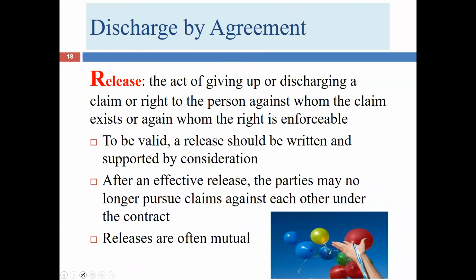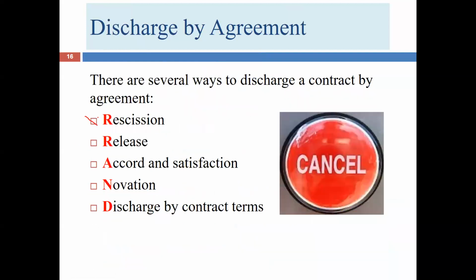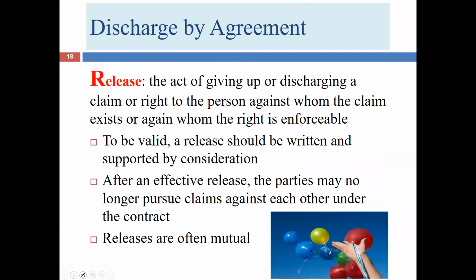Let's talk about our second R. So here we have rescission. Now we're going to move on to our second R, release. A release is the act of giving up or discharging a claim or right to the person against whom the claim exists or against whom the right is enforceable. Many times these are part of a settlement arrangement.